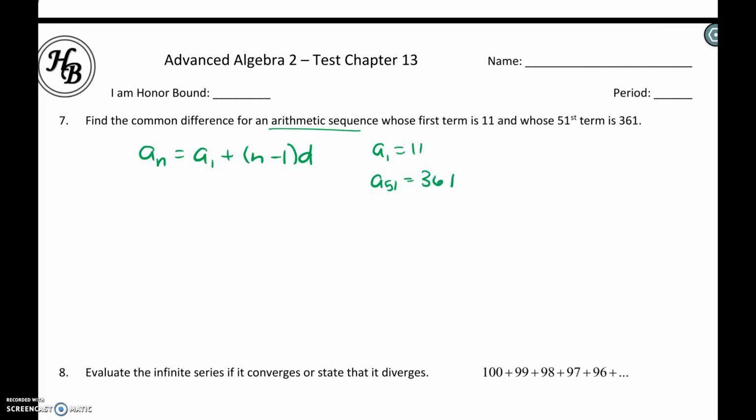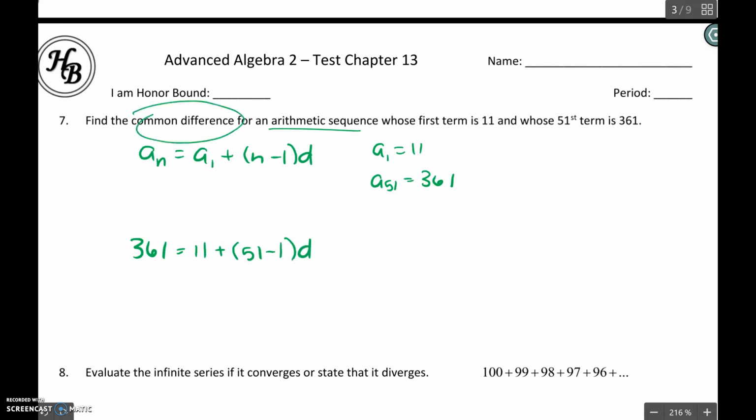So let's plug in what we know to the formula. So we know 361 equals 11 plus, if a sub 51 is 361, then my n is 51. And we're trying to find the d, so we need to solve this equation for d. So 350 equals 50d, divided by 50, divided by 50.